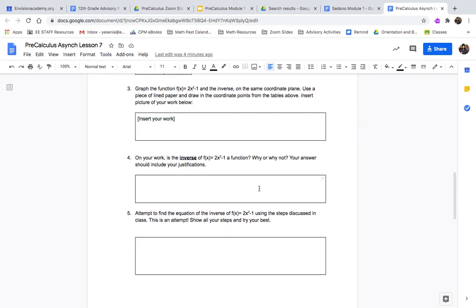So on number 4, I ask, is the inverse of the original function a function? Why or why not? And I'd like to hear your justification. So I'm not looking for yes or no here as an answer. I'm looking for yes because or no because. Lastly, on number 5, you're going to be attempting to find the equation of the inverse using the steps we discussed in class. And I put a little note, this is an attempt. Show all your steps and try your best. So right now it's like I want you to first try it, and then we're going to continue to talk about how to find the actual equation of the inverse.